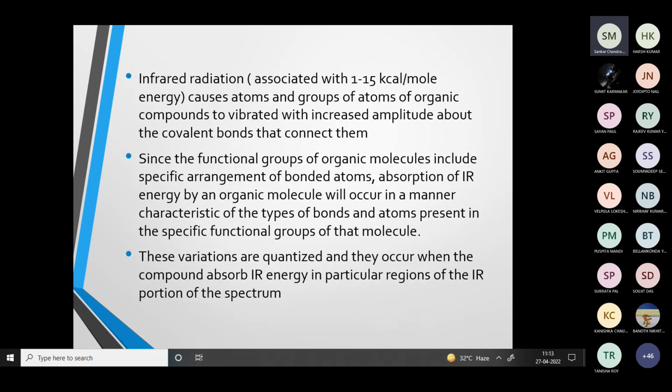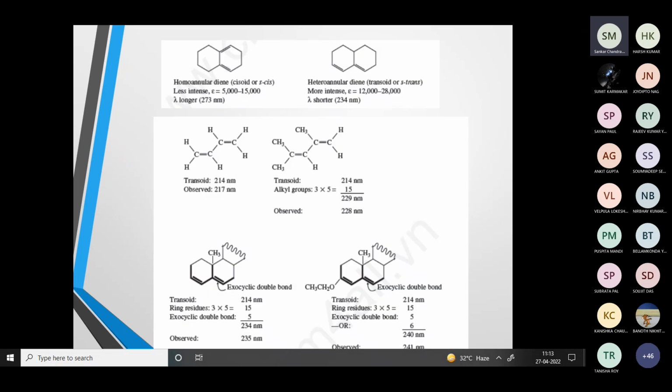But the next example, oh, we don't have any other example. So if you follow any book, particularly William Kemp or J. Dyer's organic spectroscopy book, there are a lot of examples there. You follow that one. Is it clear?